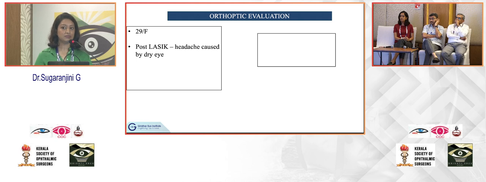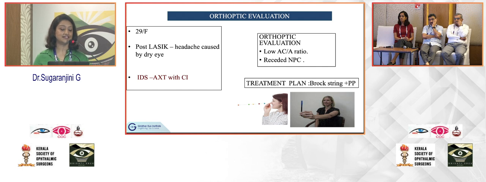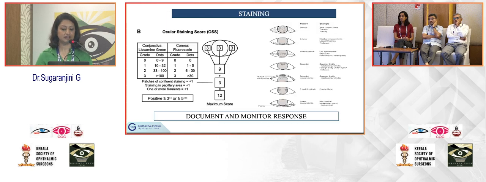When we did a complete orthoptic evaluation for her, we found that she had a low AC/A ratio, and she had a receded near point of convergence. We advised her to use the Brock string and the pencil push-up test, and she improved remarkably. So in your post-LASIK patients, it is important to do an orthoptic evaluation even in spite of them being 6/6, and most of them may not be suffering from just a post-LASIK dry eye.